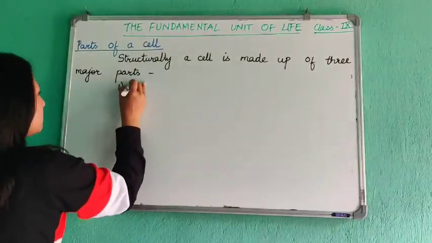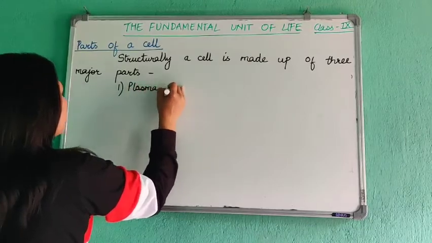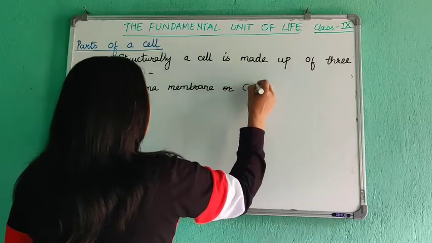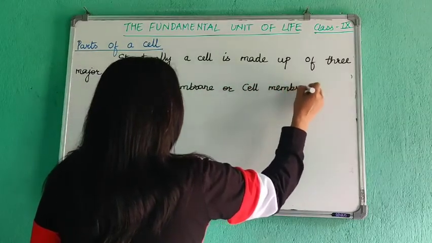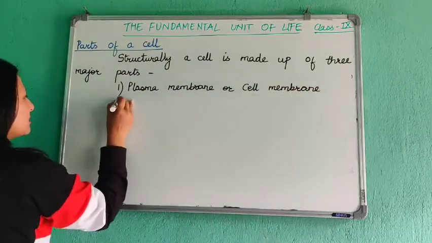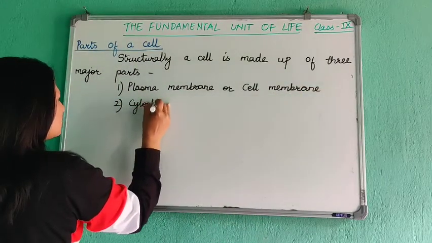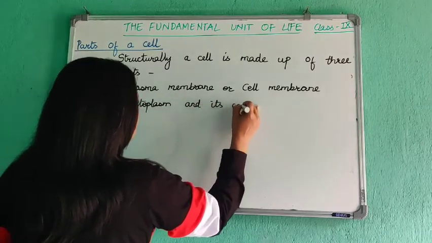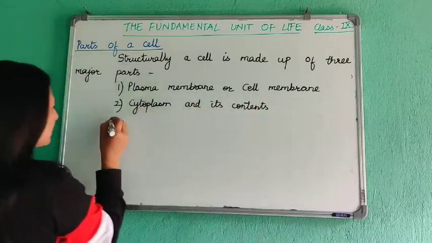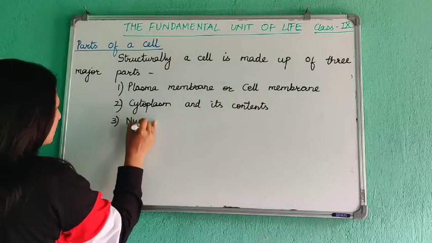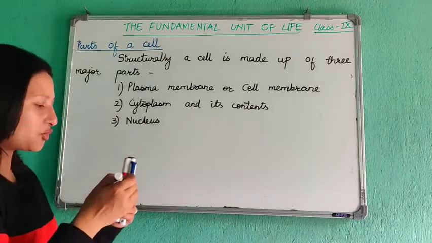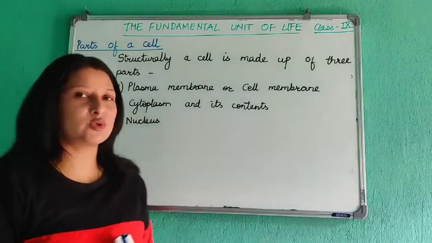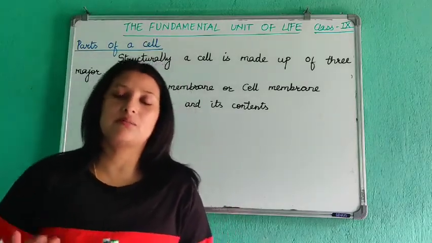The first part is known as the plasma membrane, or it is also known as the cell membrane. Okay, plasma membrane or cell membrane. Second is cytoplasm and its contents. And third was the nucleus. So these are the three major parts that is present inside the cell, and it was observed only after the development of a compound microscope.